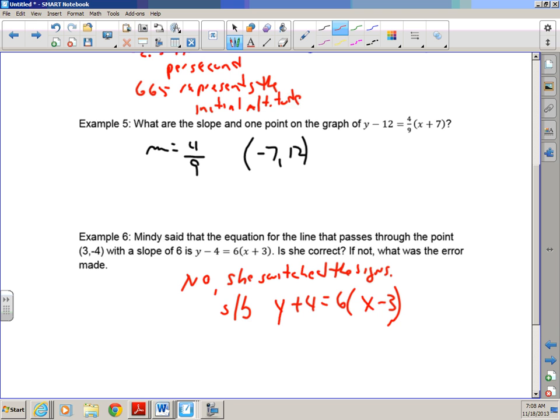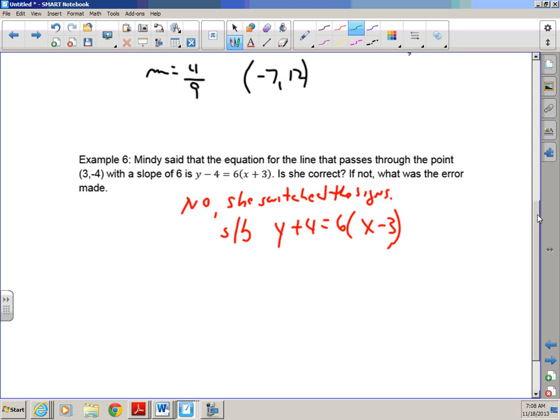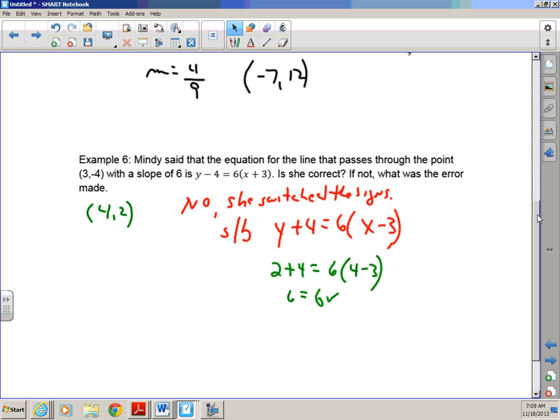Well, if the slope is 6, and one of the points on the line is 3, negative 4, well, a second point on that line, by going up 6 and to the right 1, is the point 4, 2. Okay? And if you plug in 4 for x and 2 for y, then the numbers should work. And you see they do, which wouldn't occur in the equation up at the top. Okay? So that's a way to double check that you have written your point-slope form correctly.